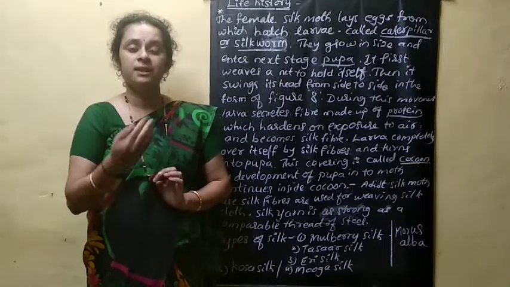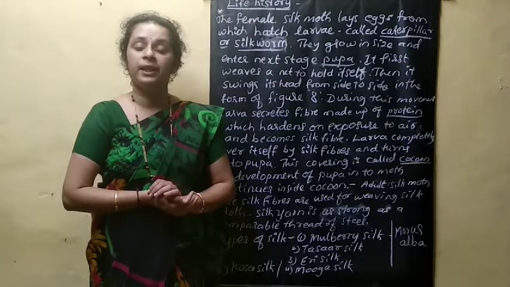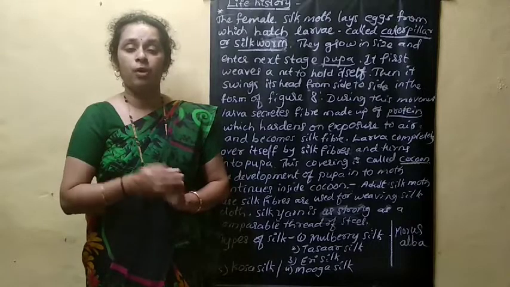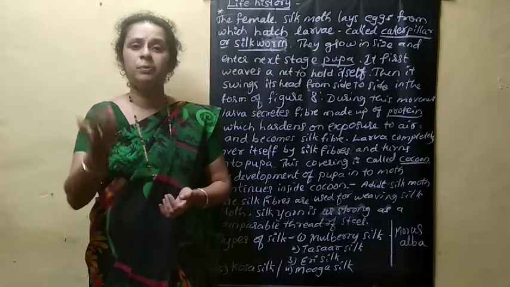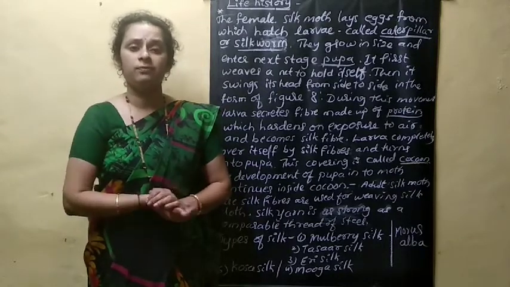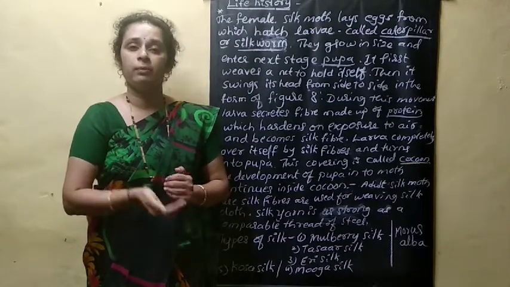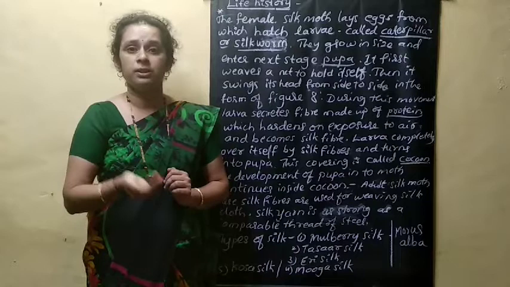In the next class, we will discuss the rearing of the silk moth or silkworm. From this cocoon, we obtain what? Silk fibers, and silkworms are reared and will develop into adult silk moths.